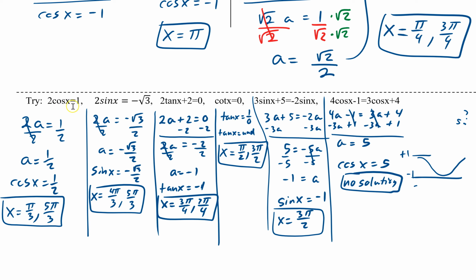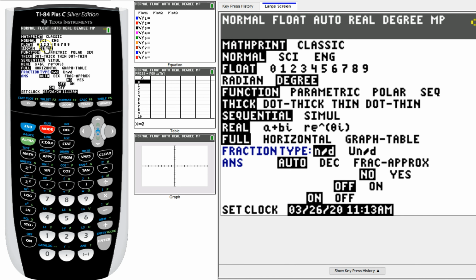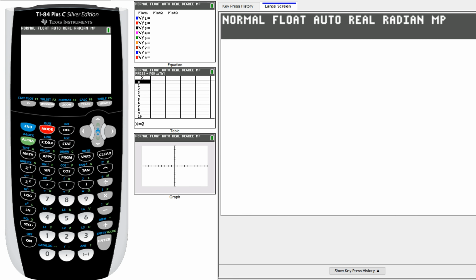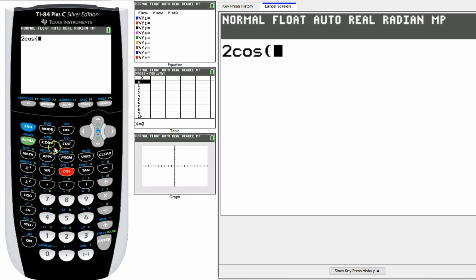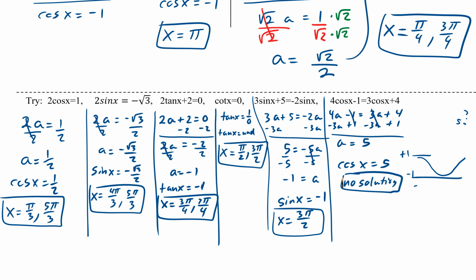There is a way to check each of these, which I haven't shown you. All you have to do is plug this in your calculator. So if you bring up your calculator, again, make sure your mode is in radians, not degrees, because that's what we're plugging in. And you can just enter it in. So one of our answers was pi over 3. So we go 2 cosine of pi over 3, and it should give us 1. Hit enter. And so there we go. 2 cosine pi over 3 is 1, so it checks. And you can check again with 5 pi over 3 and all the rest.